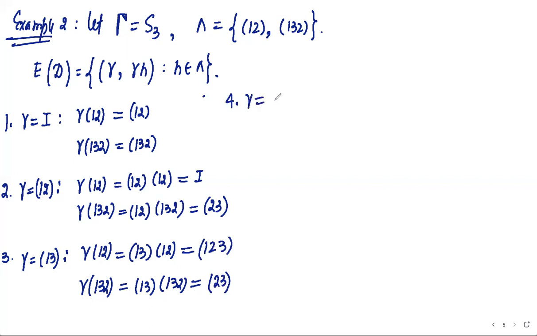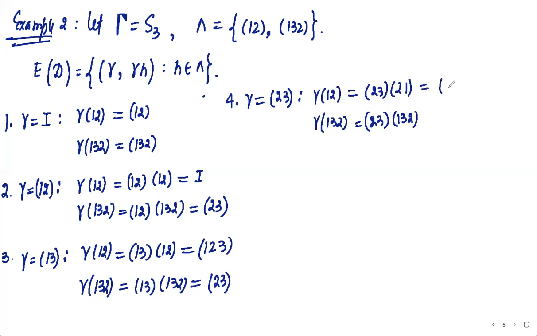Now the fourth one is, choose gamma equal to (2 3). Then we need gamma (1 2) and gamma (1 3 2). Now this is equal to (2 3) into (2 1), and this is equal to (2 3) into (1 3 2). Now what is this equal to? (2 1 3). And what is this equal to? I think it is (1 2) now.